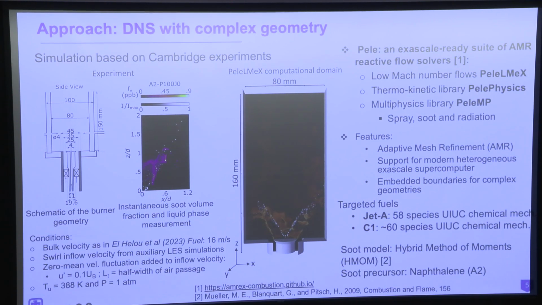The conditions for the experiment are described in a paper in Fuel by El Helou, where the bulk velocity of the fuel is 16 meters a second. We get the swirl inflow velocity by running auxiliary LES simulations using Converge, and then that's fed into this computation. We add on top of the inflow velocity a zero mean velocity fluctuation that's about 10% of the bulk velocity. And LT here is the half width of the air passage. Initially, the unburnt airstream temperature is 388 Kelvin, and these experiments were conducted at ambient pressure.